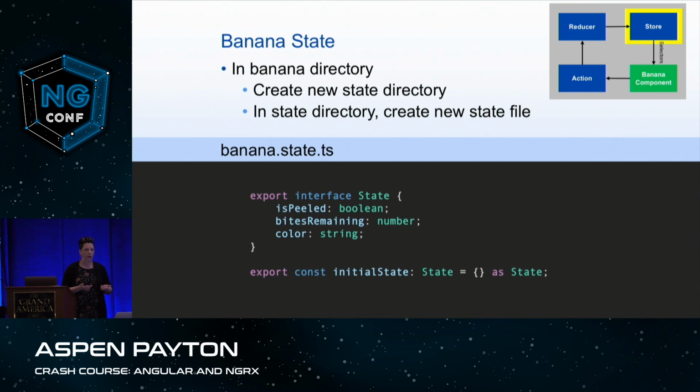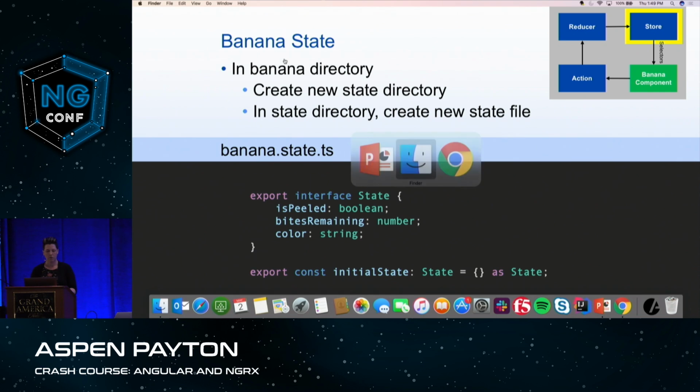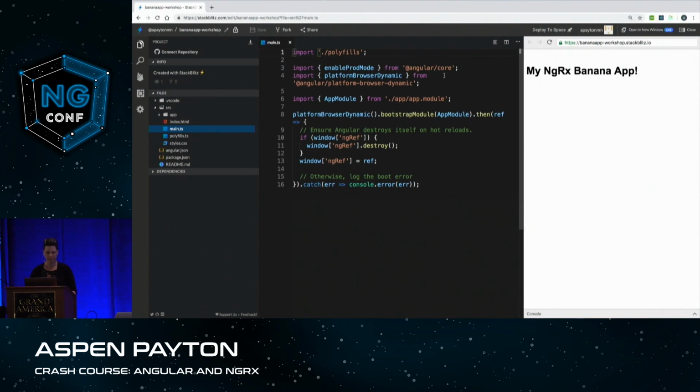And the things we want to know about our banana are, is it peeled? How many bites are left of our banana? And what color is it? Because the color is going to tell us if it's a fresh banana or an old banana. And then also we need to define just a general initial state of our banana. Here we're just going to leave an empty state because we're going to define that initial state of a fresh banana ourselves. So I'm going to flip over, well, I'm going to try to flip over to StackBlitz.